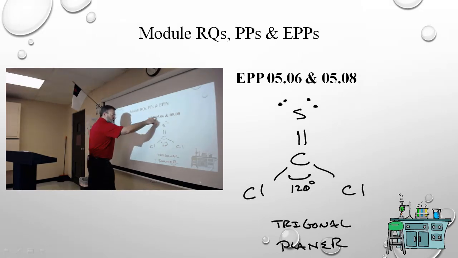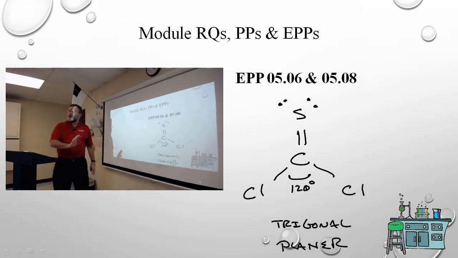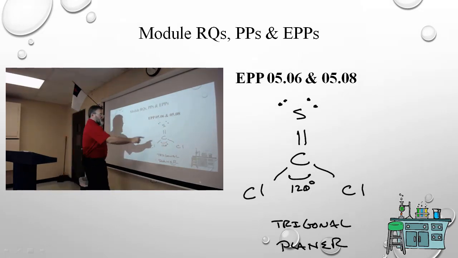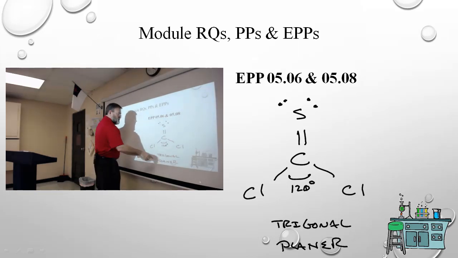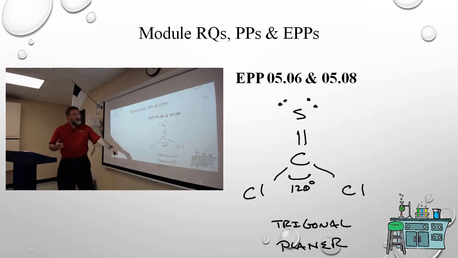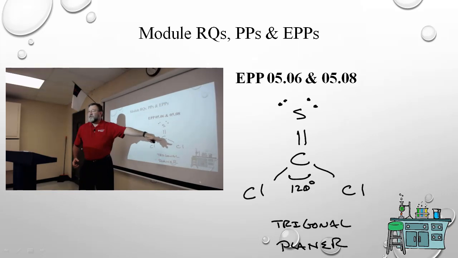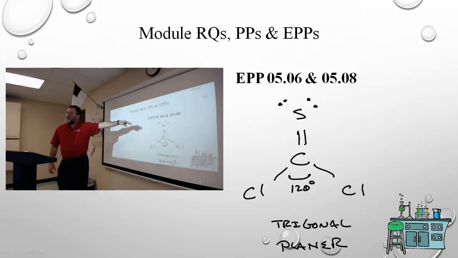This would be nonpolar if this were a chlorine, and it'd be perfectly symmetrical. But it's not symmetrical in the sense of this is a sulfur, not a chlorine. So there's a non-symmetry aspect to it. The bond angles are symmetrical, but the bond polarities are not. So the molecule is nonpolar. Or excuse me, the molecule is polar because it's not symmetrical.